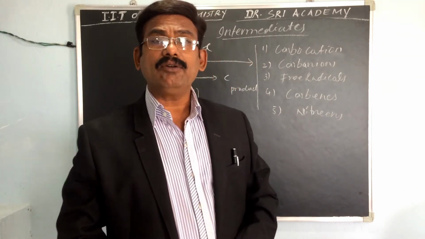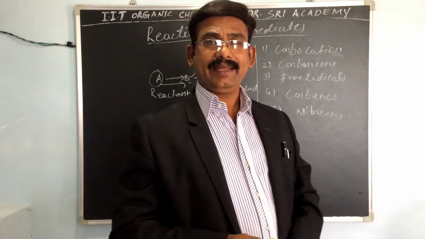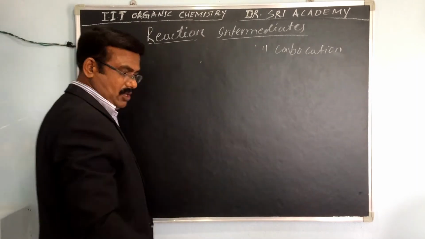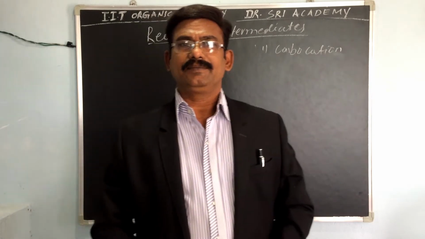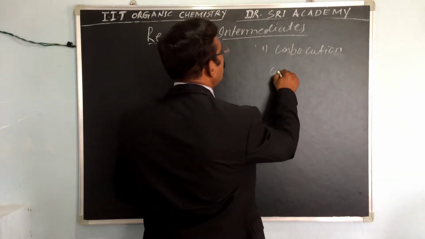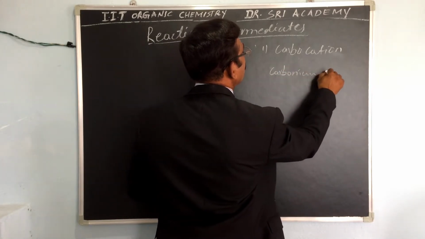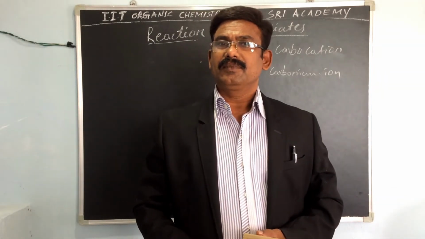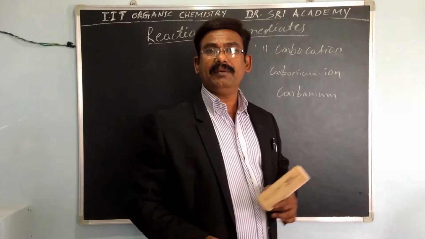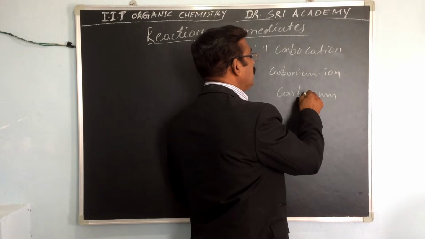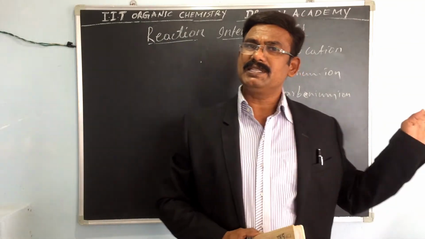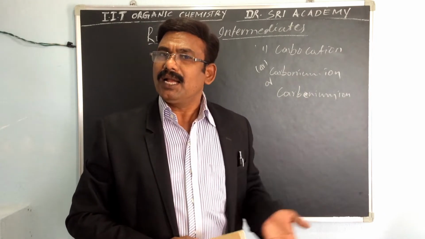This is about reaction intermediates. Now, today's topic is the carbocation. For many years, these species were called carbonium ion, or carbenium ion.